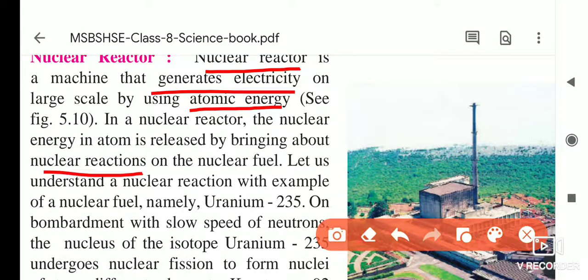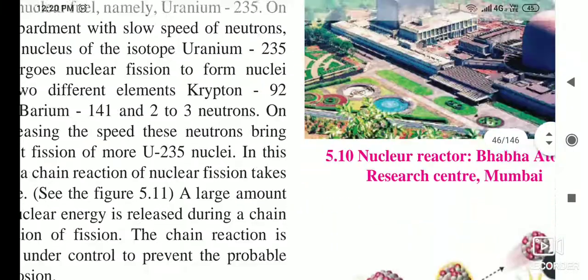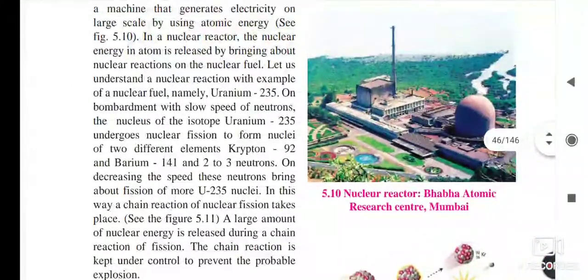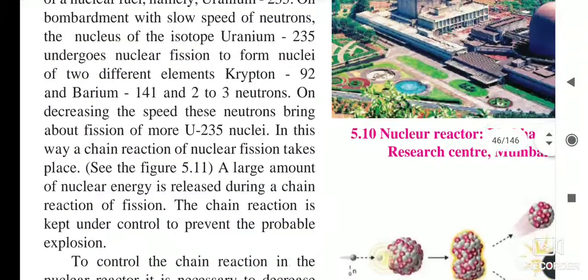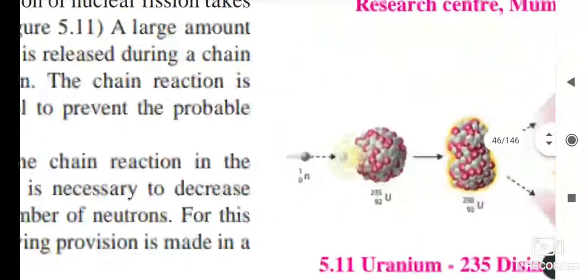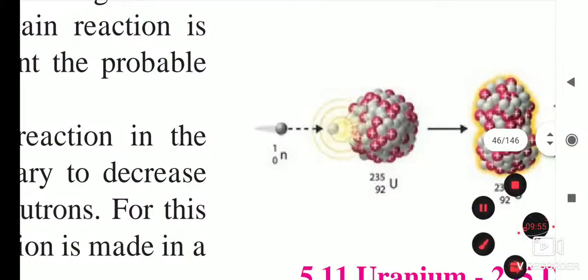So what are they doing? They are doing the nuclear reaction. In that nuclear reaction, what happens? Energy, heat is produced, and that heat we are using in the production of electricity. Let us understand the nuclear reaction with the example of nuclear fuel, that is uranium 235. So here is the reaction given, that we will see. Uranium 235 on bombardment with slow speed neutrons.